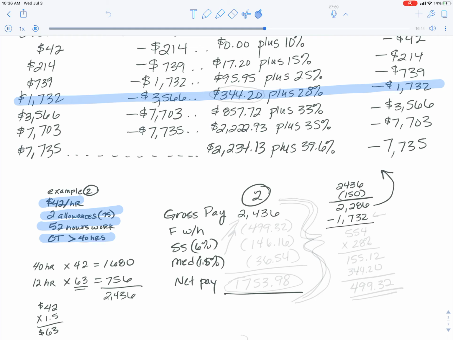and $554 has not had tax added yet. So we're going to have to multiply that 554 times our 28% is 155.12. Well, now we have to include the tax on this $17.32 that hasn't been added yet, which is $344.20. So our total tax is $499.32. So that's what we take out of our check.